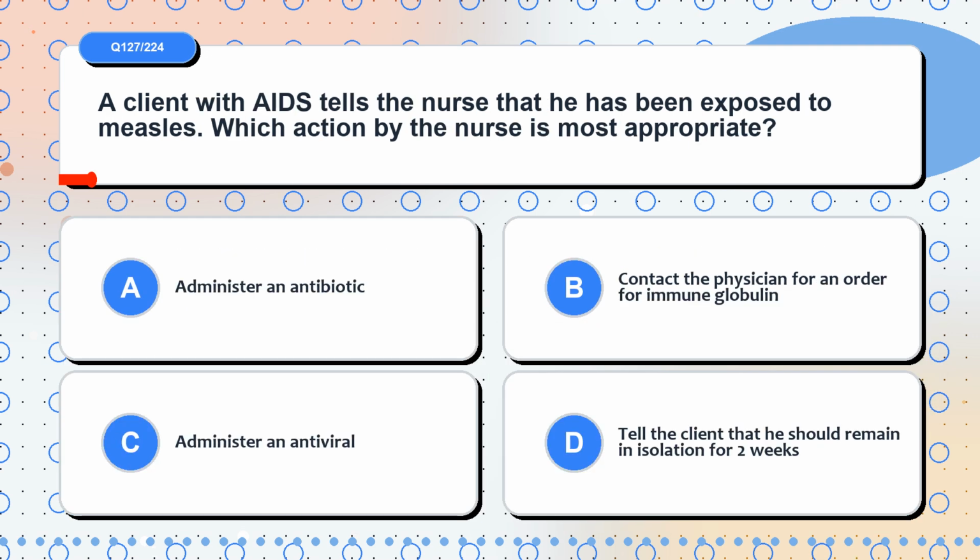Question 127. A client with AIDS tells the nurse that he has been exposed to measles. Which action by the nurse is most appropriate? Here are the options. Option A. Administer an antibiotic. Option B. Contact the physician for an order for immune globulin. Option C. Administer an antiviral. Option D. Tell the client that he should remain in isolation for 2 weeks.